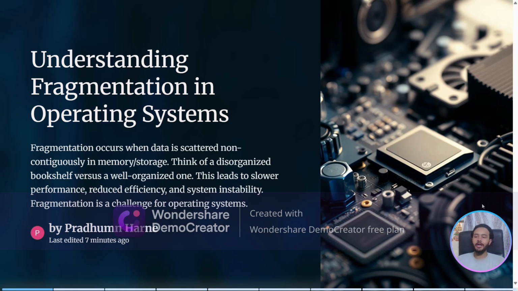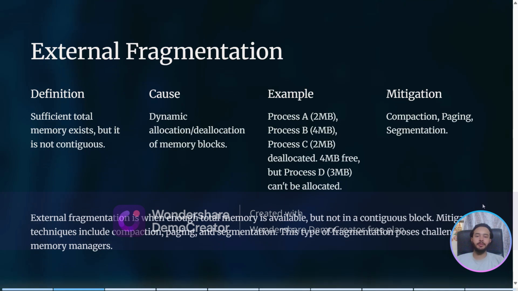I am here to talk about understanding fragmentation in operating systems. Fragmentation occurs when data is scattered non-contiguously in memory or storage. Think of a disorganized bookshelf versus a well-organized one. This leads to slower performance, reduced efficiency, and system instability. Fragmentation is a challenge for operating systems.